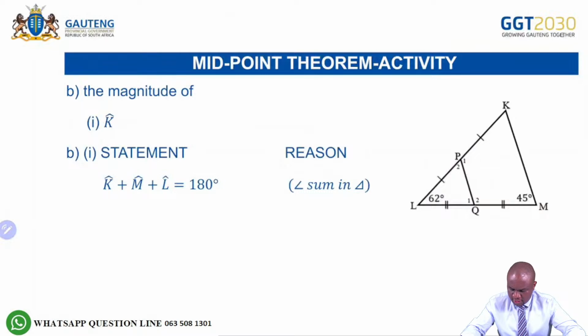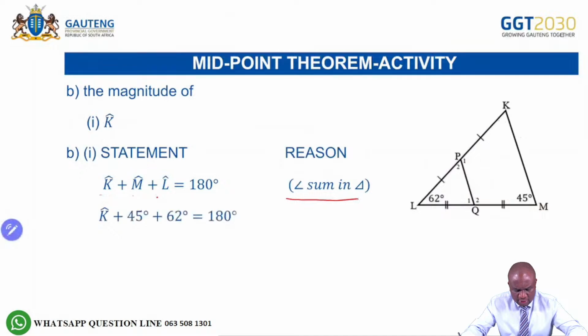Am I going to use that now? No, we're finding what here? We're finding K. For K, we don't need the parallel lines. You can use the interior angles of a triangle there. K plus M plus L will give us 180 degrees, interior angles of a triangle. Then we can find our angle K, which is 73 degrees.